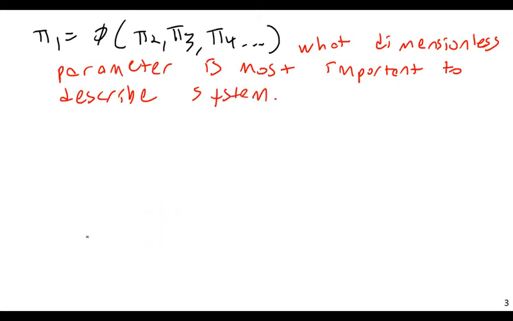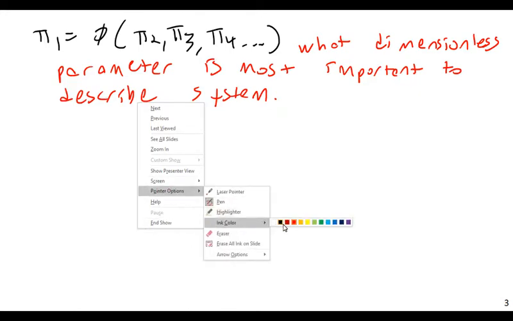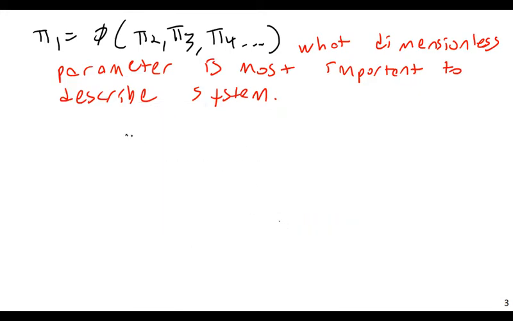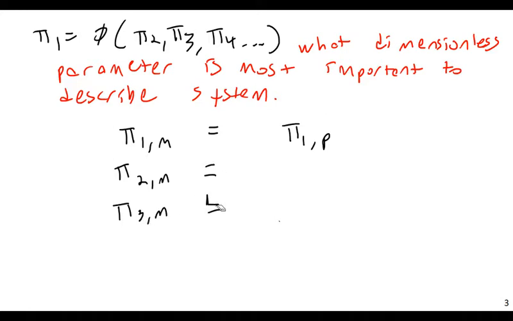Okay, so to do this, we must use similitude. In other words, they have to mesh. Now I'm going to use pi 1m and pi 1p. This is going to be the model and the prototype. The different pi's must be equal. So pi 1m, pi 2m, and pi 3m, if we had, say, 3 pi terms. The way we balance our system is to make the pi terms equal.